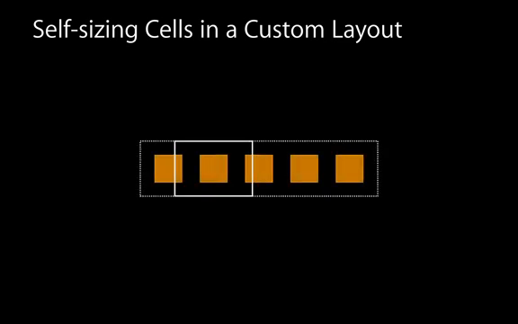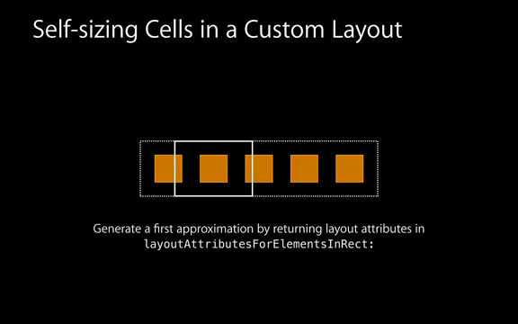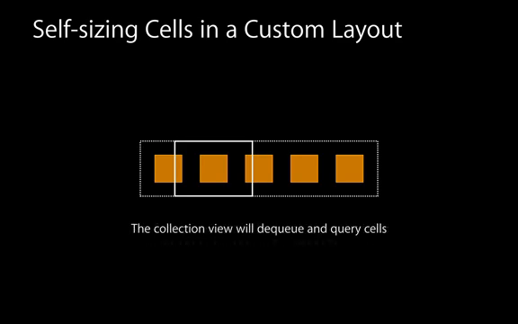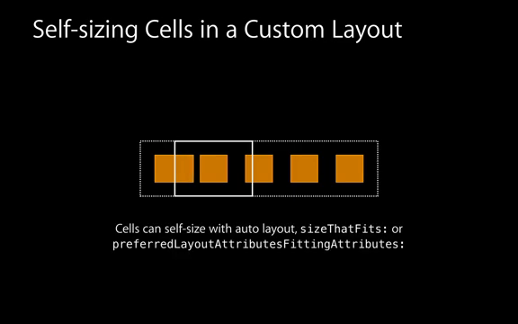So I'd just like to summarize that technique for a custom layout with a very simple line-based custom layout, something like that. So that's my overall collection view layout. I have 5 cells, and I'm going to compute that first approximation by using the usual layout attributes for elements in rect. So I'm going to assume that all my cells have exactly the same size. But then, the collection view is going to create these cells and self-size. And the first cell, let's say, adjusted its size based on sizeThatFits, Auto Layout, or preferred layout attributes.